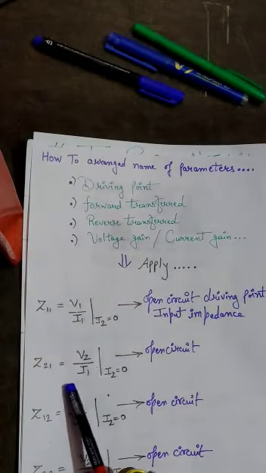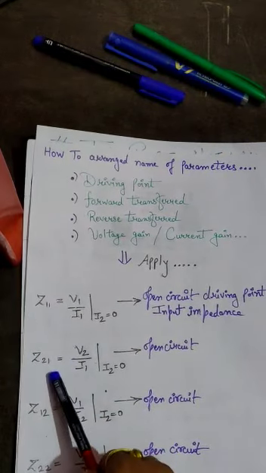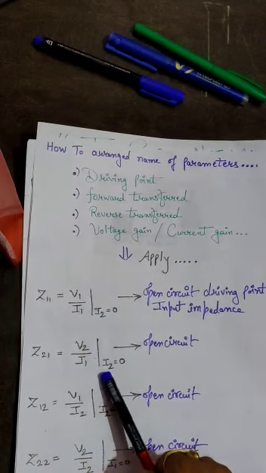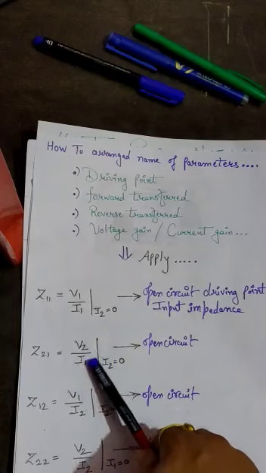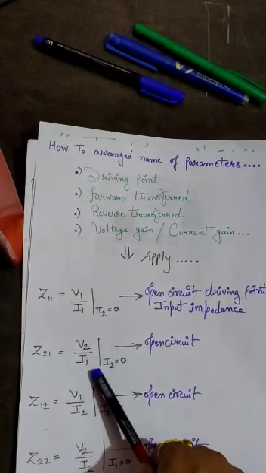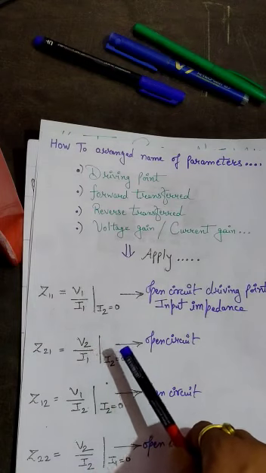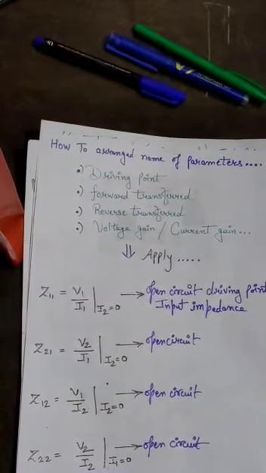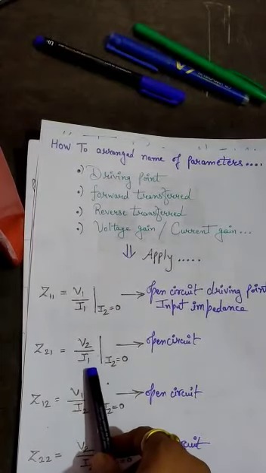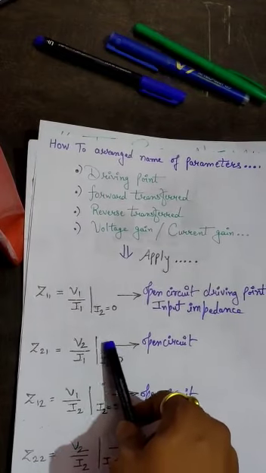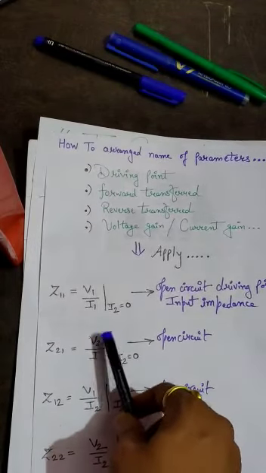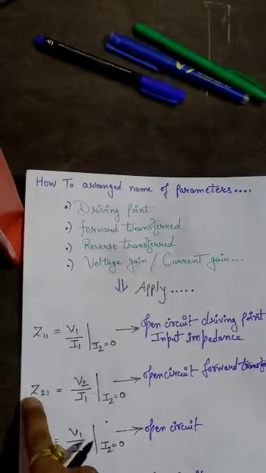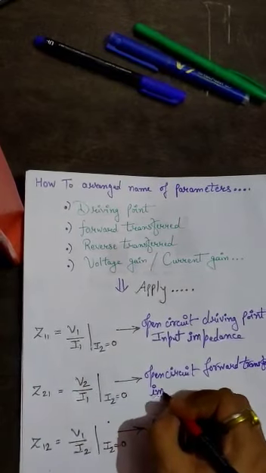Now turn to Z21, the open circuit impedance. Here the variable V2 is divided by current I1. That's why both variables are different, output and input as well. That's why it is the power transfer, 2, 1. It is the forward power transfer, and it is an impedance.